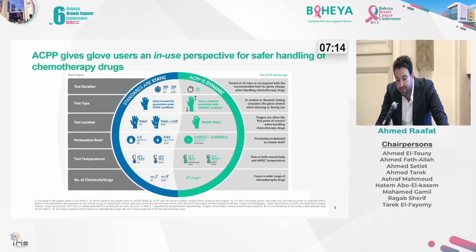In the ACPP, we made the test on the fingers because it's the one with direct contact, mainly with the organs, or direct contact with the chemotherapy drugs. The permeation rate we measure in the standards is 0.01. But in Ansel ACPP, we measure 0.0001, according to the highest efficiency of any device, like the nanotechnologies Dr. Ahmed Zuhail invented. It measures 0.001 microgram for the permeation rate that can pass through the gloves.